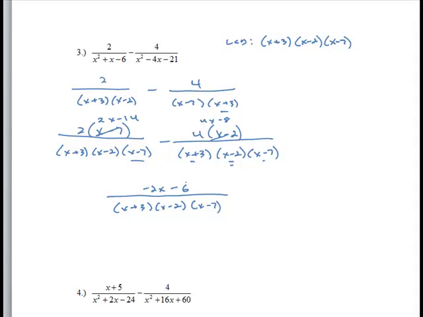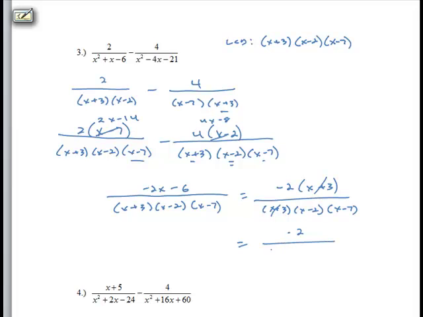We've done the subtraction, combine these two rationals into one. Now we just need to see if we can simplify. Once again, the good news, the denominator is already factored. We just need to factor the numerator, which means in this case, factoring out a negative 2. And when we do that, we see the x plus 3's cancel out, so our final simplified answer, negative 2 over x minus 2 times x minus 7.